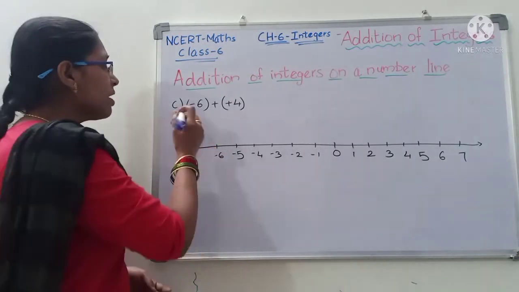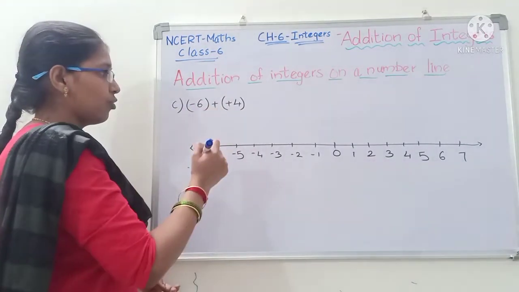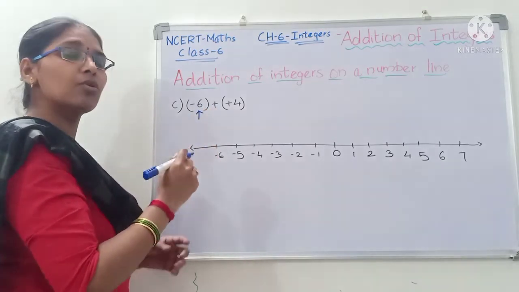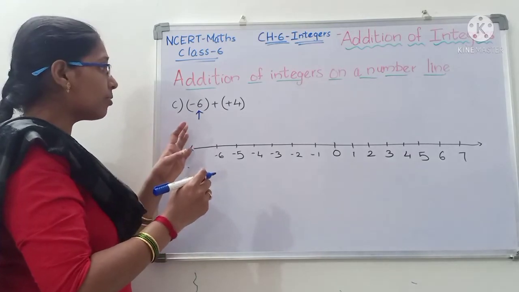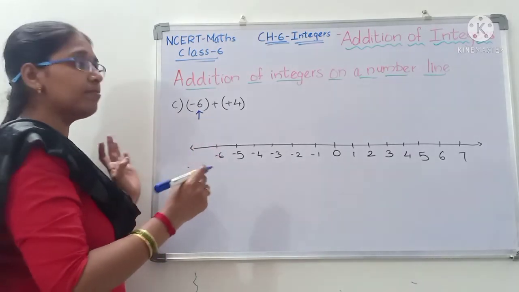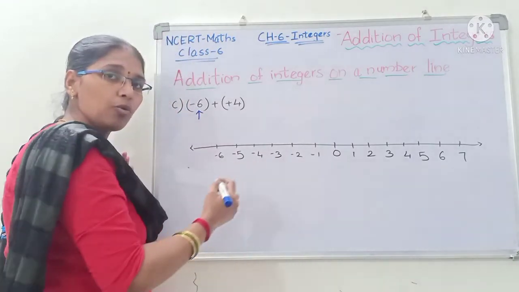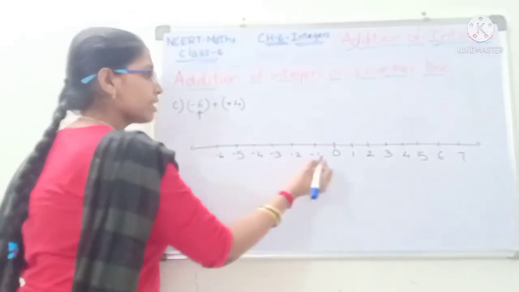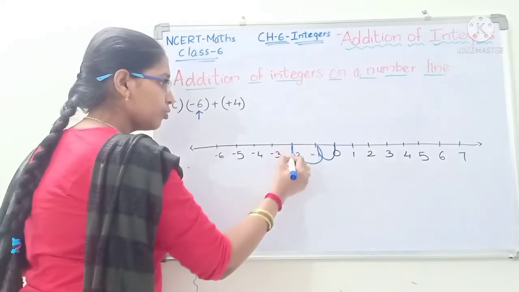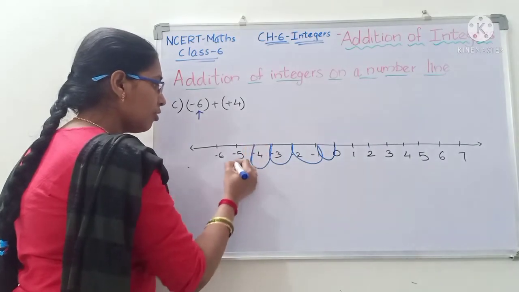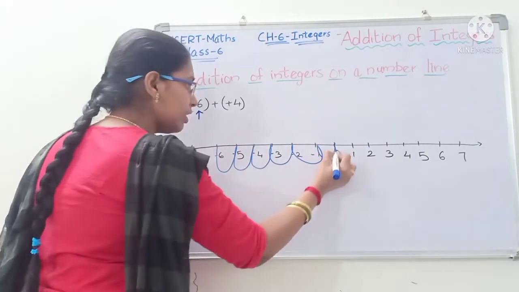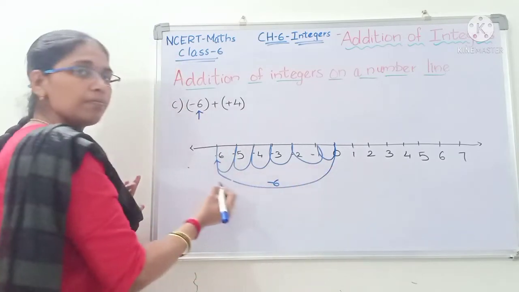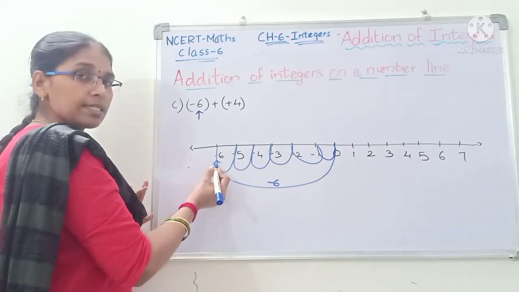Now, the question is minus 6 plus 4. So, the first number is minus 6. It is a negative number, so you should move left side from 0. Negative numbers, you should move left. Positive numbers, you should move right. From 0, you move 6 steps left. 1, 2, 3, 4, 5, 6. So, you reached minus 6.